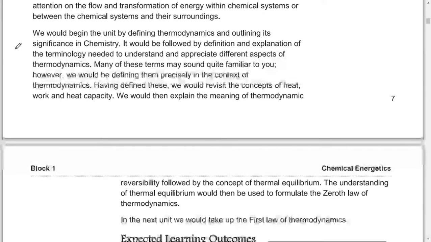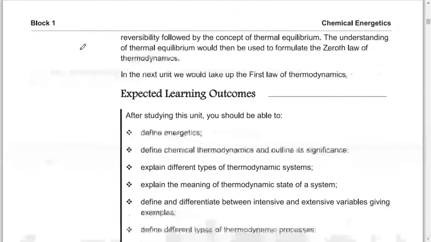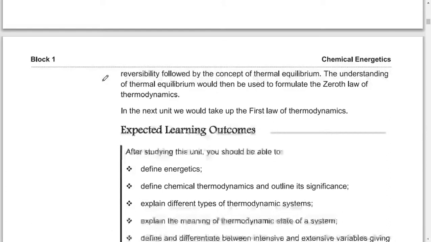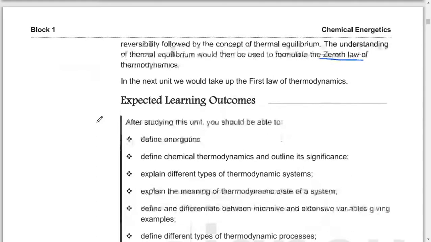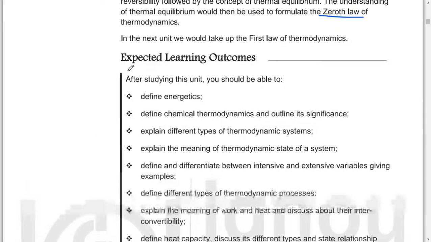We would then explain the meaning of thermodynamic reversibility, followed by the concept of thermal equilibrium. The understanding of thermal equilibrium would then be used to formulate the zeroth law of thermodynamics. In the next unit, we would take up the first law of thermodynamics.